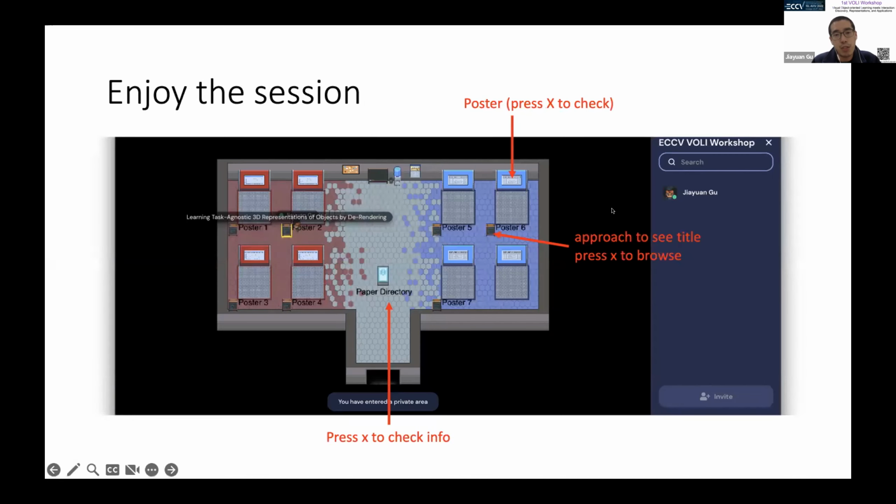In this session, you can walk around the virtual room, and you can press X to interact with the object to see the poster. When you stand by the poster, you can see the title and their PDF links as well. If you want to find the paper information, you can go to the center of the virtual space. There is a paper directory you can check.